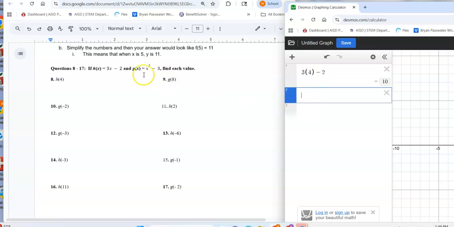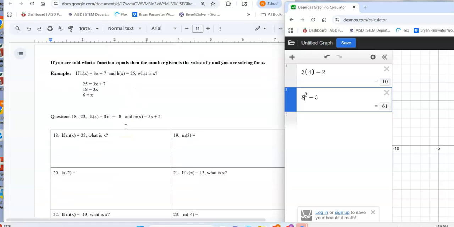For number 9, it says g. It doesn't say h, it says g. So since it says g, you have to use the g function. So instead of it being x squared minus 3, it's now 8 squared minus 3. So the answer for number 9 is 61. So that's how it works. If it's h, you use 3x minus 2. If it's g, you use x squared minus 3. Now, that's not always true. I just made this up. So for these specific problems, this is what you do.